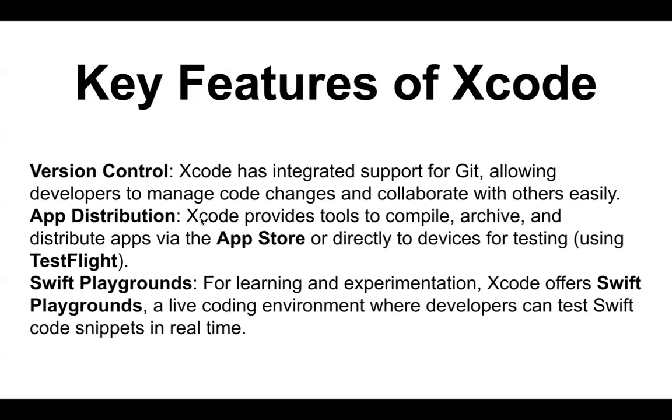So that is the main advantage of version control. And the next one, app distribution. The app is implemented, the testing is done, and everything is working fine. Then we want to publish our app to the App Store. At that time, we can use Xcode to easily generate the build, and we can push the build for testing purposes, or push the same build to the App Store for production.